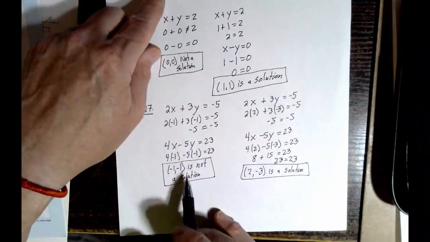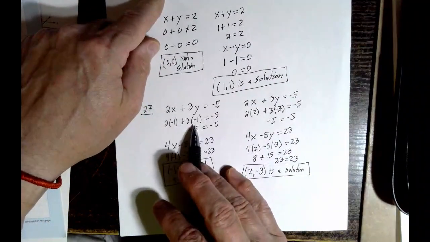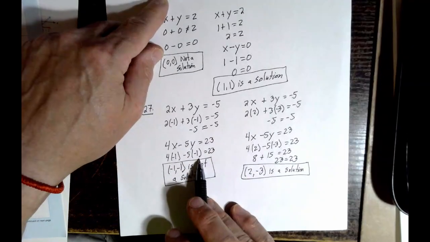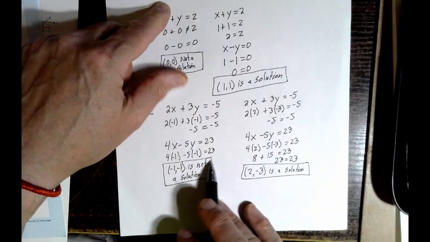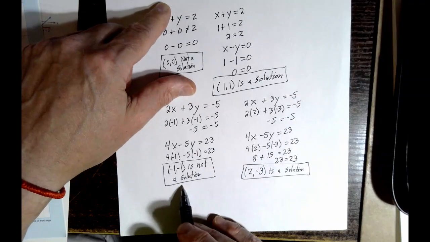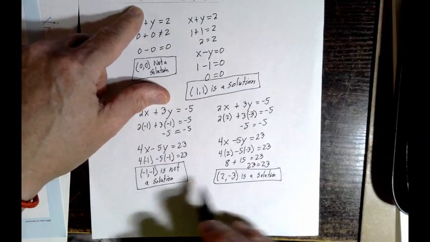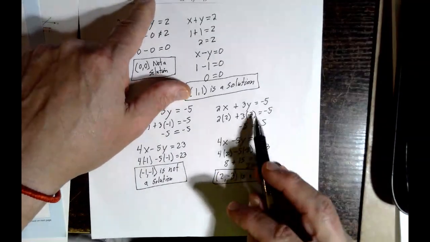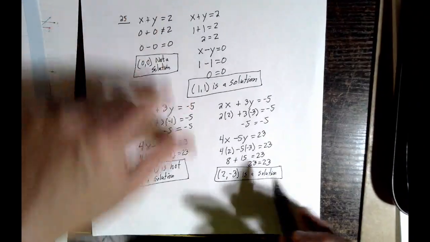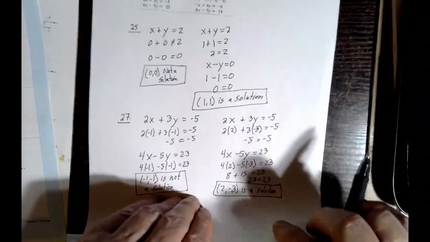27, we plug minus 1 into the first equation, and we get a true statement. And we plug minus 1 into the second equation, and we do not get a true statement. Negative 1, 1 is not a solution. Now if we try 2, negative 3, we get true. And here we get true, so we can say 2, negative 3 is a solution to both equations.